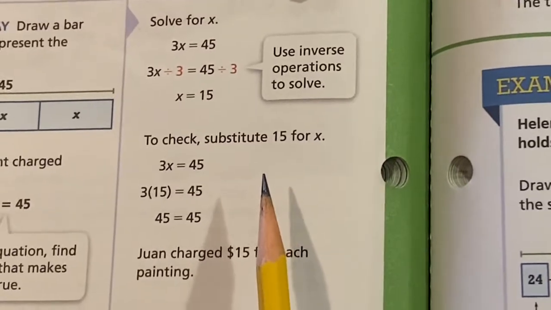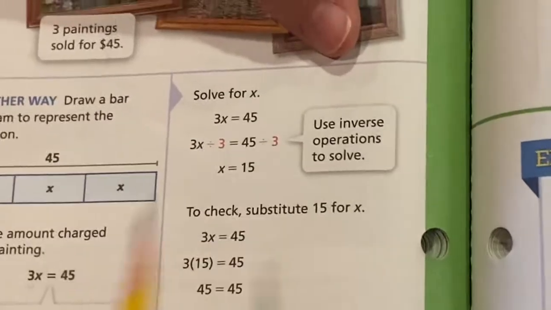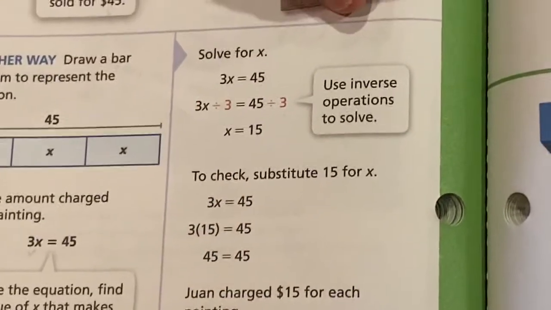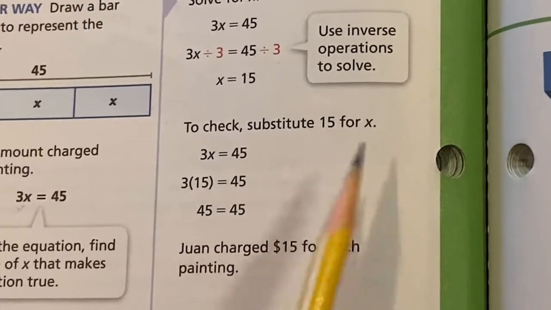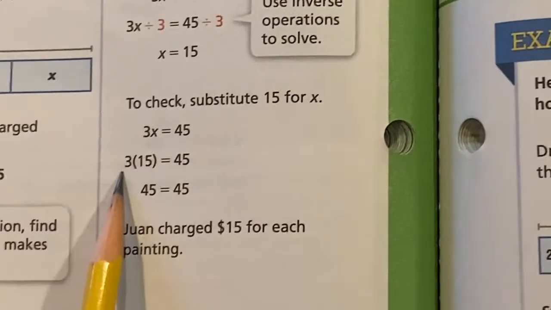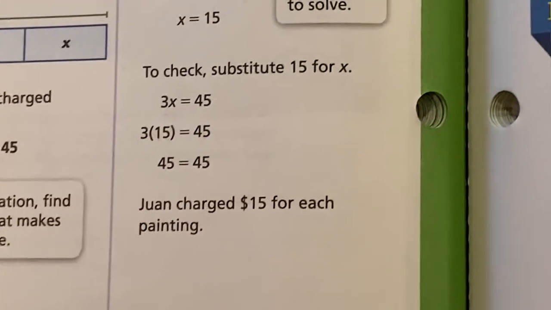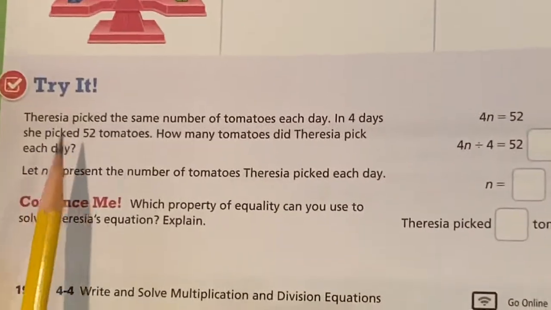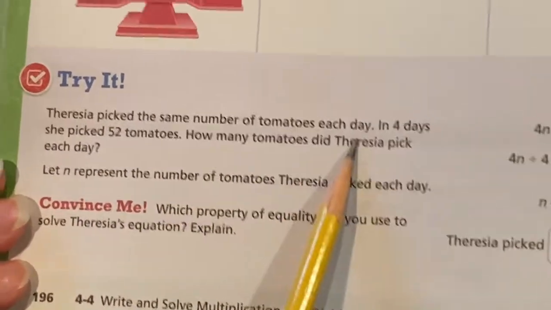Let's write those equations. 3x equals 45. Divide both sides by 3 and you get 15. And if you want to check, just substitute 15 in for x and see if it's true. 3x, so that means 3 times 15 equals 45, and yes, it is. Okay. Now, for the try it, Teresia picked the same number of tomatoes each day.